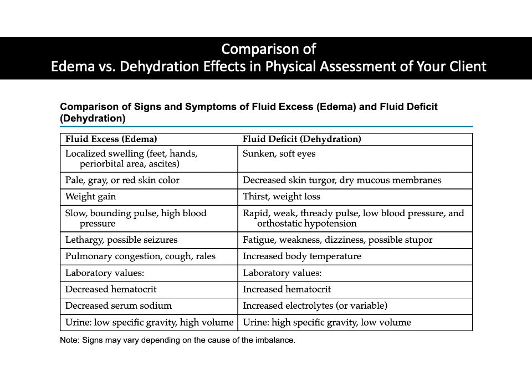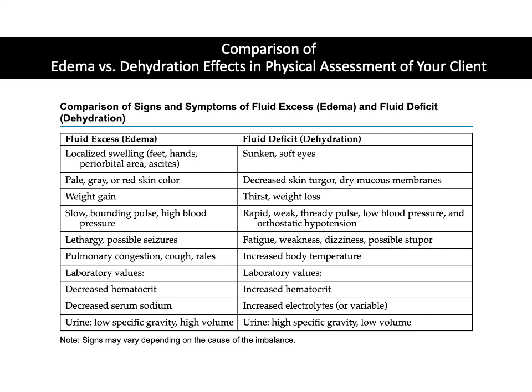So this chart is a really nice overview of the effects and physical assessment of your client, and it's important to know the differences. So again, when we talk about edema, this is fluid excess. We have too much fluid on our bodies, so you do see weight gain. You can get pale, red skin color, localized swelling. This can be in the eyes. This is where the periorbital area is. You can have localized swelling in the abdomen, especially we call this ascites. You can see it in the feet and the hands.